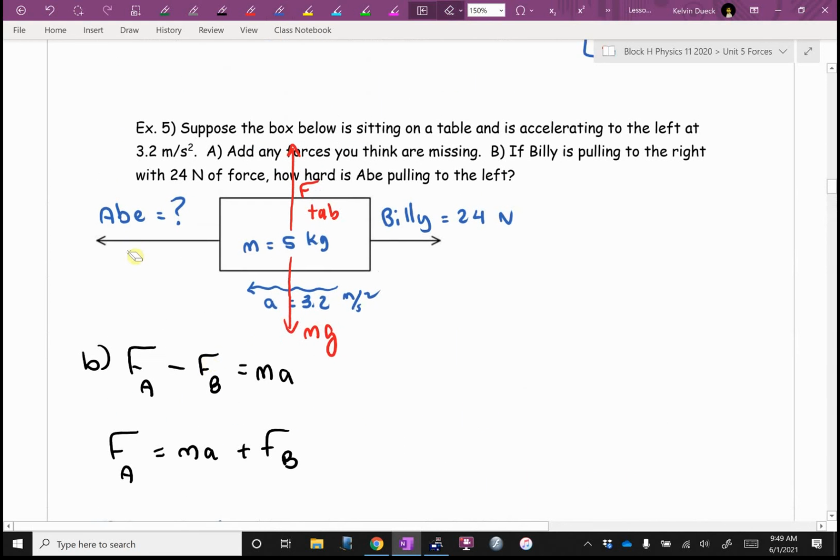Force, Abe, force, Billy. I abbreviated. It's a force. I could have written the word Abe and Billy, but why not F for force and then A for Abe, B for Billy? Good question. Okay.